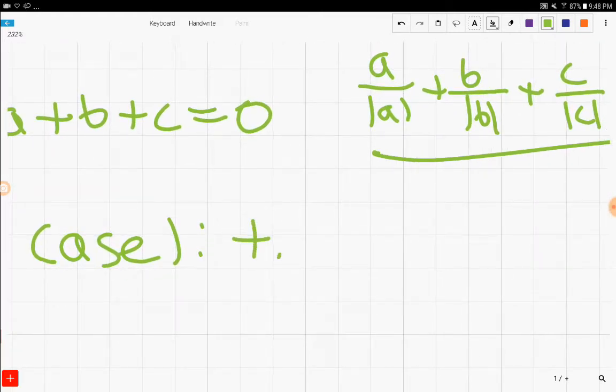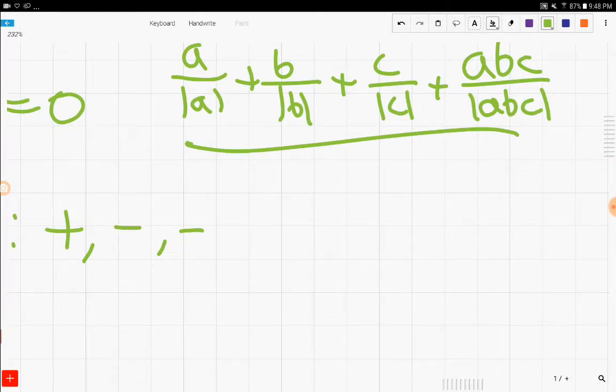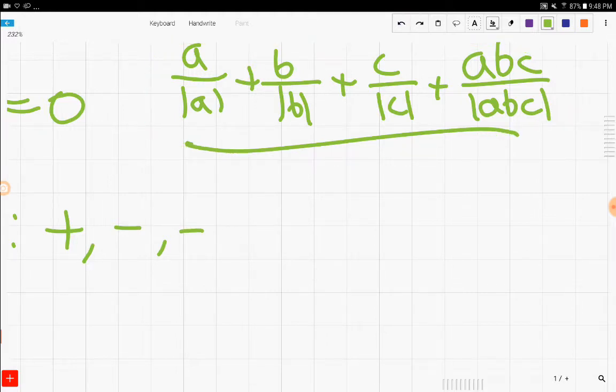So plus, minus, minus. And since this is a symmetric equation right here, that means basically that you can switch A, B, C around and the equation will still equal the same thing. So let's just assume that A is positive, B is negative, and C is also negative.